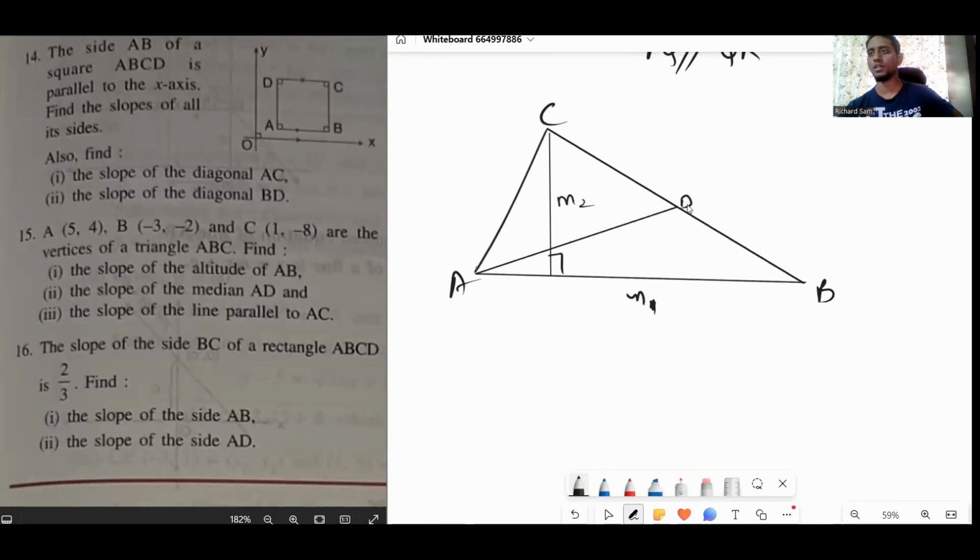Find the midpoint of CB, we'll get D. Now using the 2-point formula with A and D, we can find the slope. Next, the slope of a line parallel to AC. So this is AC, and there's a line parallel to AC. How will you find the slope of this line?